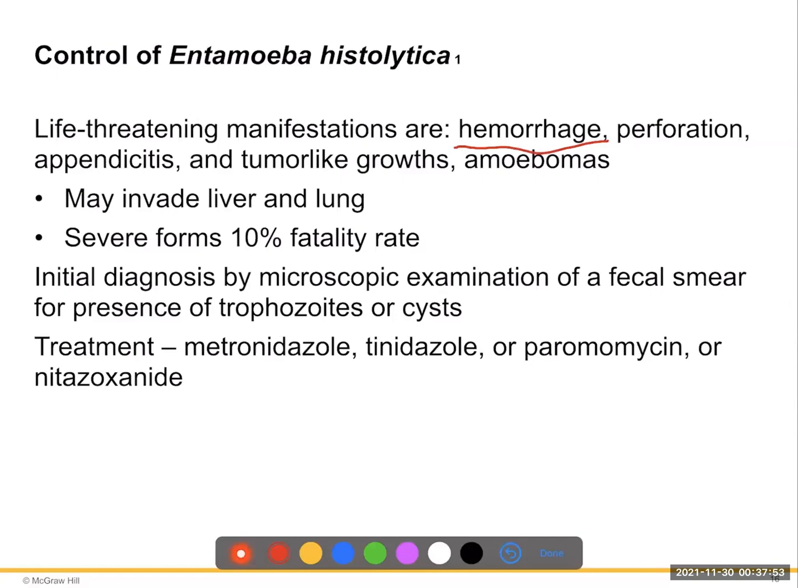They may invade your liver or your lung. Severe forms of this disease have a 10% fatality rate. Initial diagnosis is by microscopic examination of a fecal smear for the presence of trophozoites or the cysts as they're being released. Treatment: metronidazole, tinidazole, and paromomycin, or nitazoxanide. Those are all the treatments for this Entamoeba histolytica.